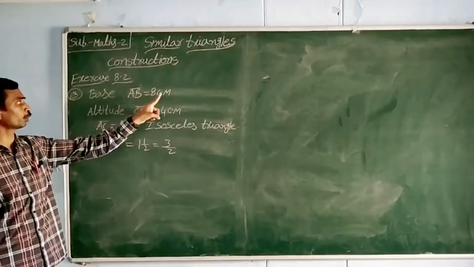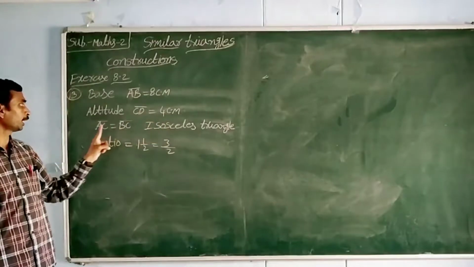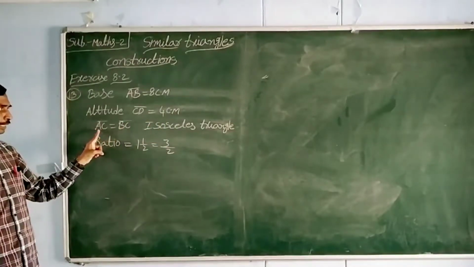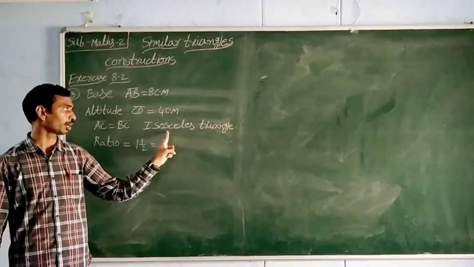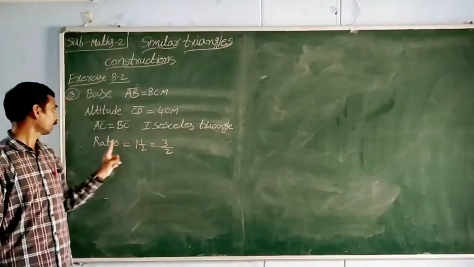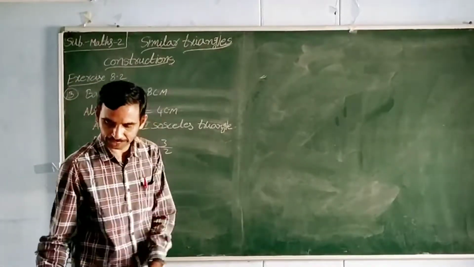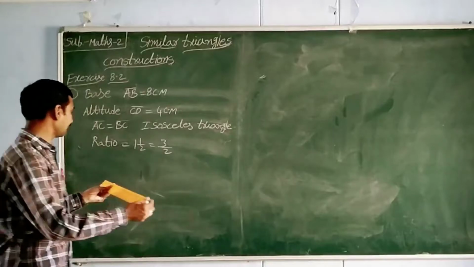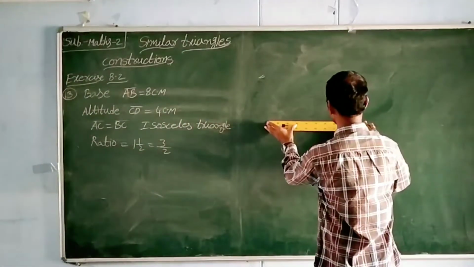Here base AB is equal to 8 centimeters and altitude CD is equal to 4 centimeters, and the remaining two sides are equal, AC is equal to BC. In a triangle, if two sides are equal, this triangle is called an isosceles triangle. Here the ratio is given as 3:2. First, we take the scale. Here, first we construct 8 centimeters.